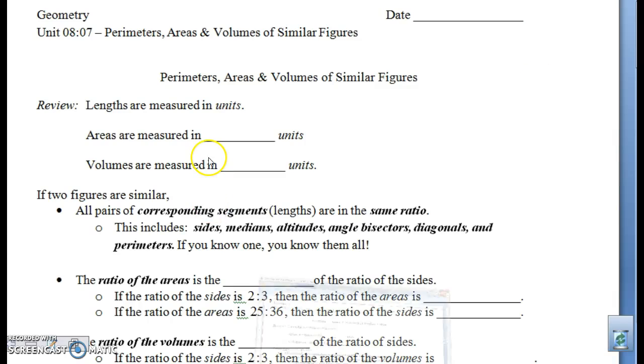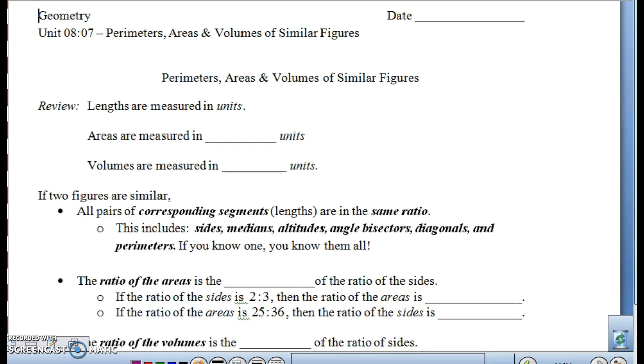This is Geometry Unit 8, Lesson 7 on perimeters, areas, and volumes of similar figures. What we're going to look at are some comparisons between perimeter, area, and volume and the ratio of the sides. So let's review first of all what the measurements of perimeter, area, and volumes involve.